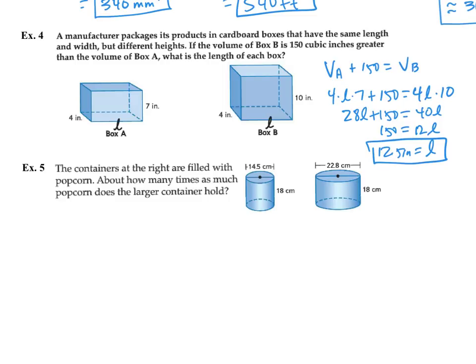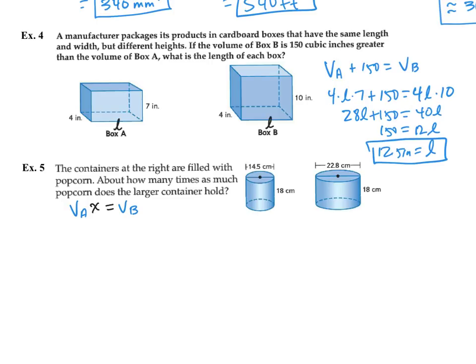All right, and then this last example says we have 2 containers. It says the containers at the right are filled with popcorn. Yum. About how many times as much popcorn does the larger container hold? So what this is asking us is if we talk about the volume of box A, what would I multiply the volume of box A by to get the volume of box B? So let's just fill in the equation.